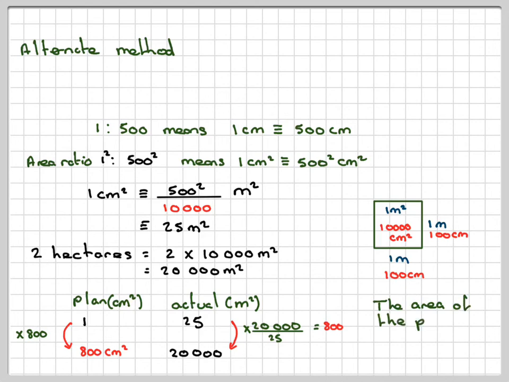So the area on the plan is 800 centimetres squared. So this has been a video to show you how to use map scales to find an area on a plan.